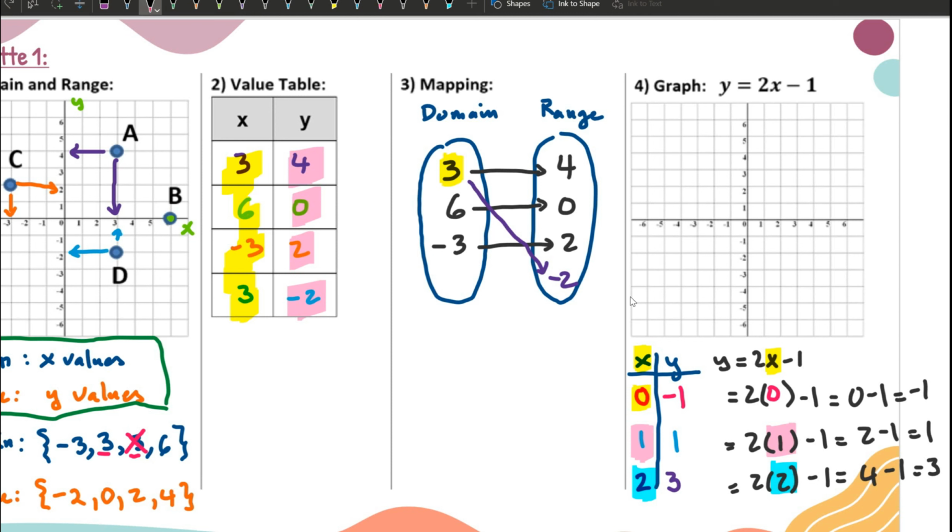Alright, now we're going to plot these 3 points. (0, negative 1): at 0, down 1 on the y-axis. (1, 1): 1 on x and 1 on y. That makes that point. (2, 3): the x value is 2, the y value is 3. So x is 2, go up, y value is 3. Okay, then we draw the line through the 3 points. And that's pretty much it.